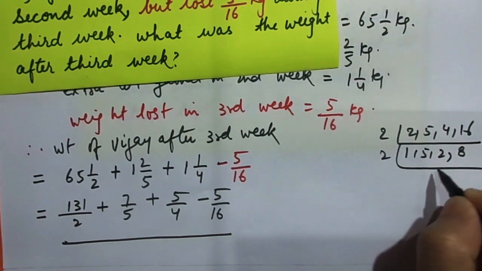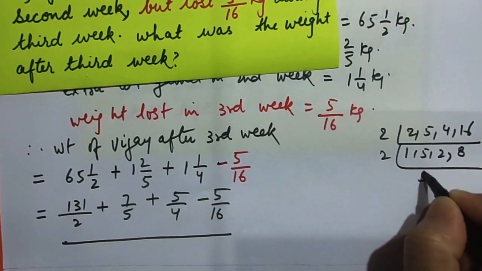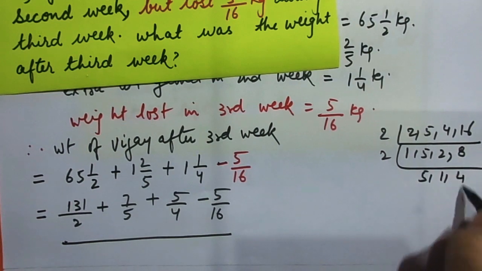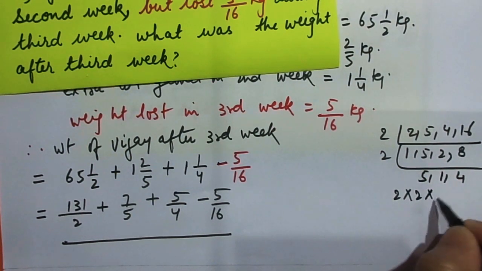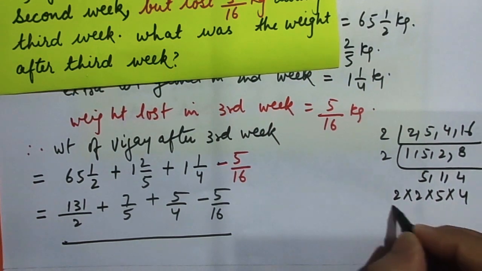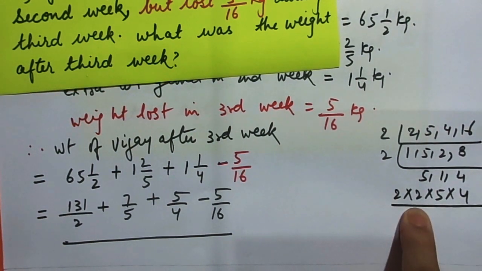Now 5 one time, so I am going to get 2 into 2 into 2 into 2 into 5. Now, what is the importance of this? You will understand right now. It's very important.